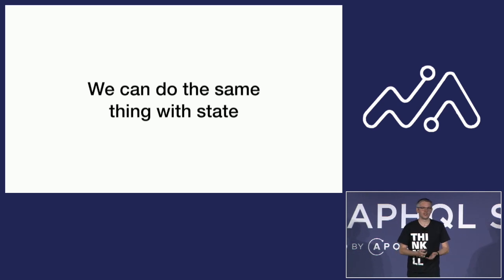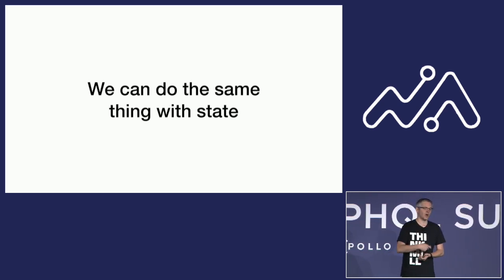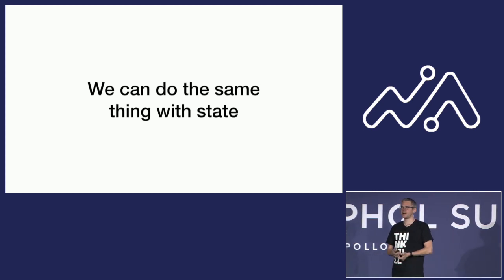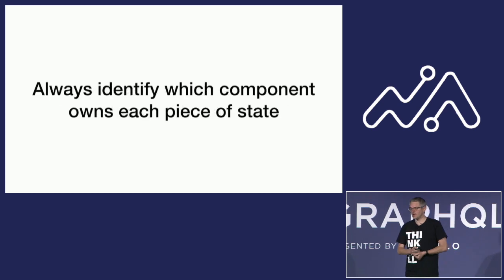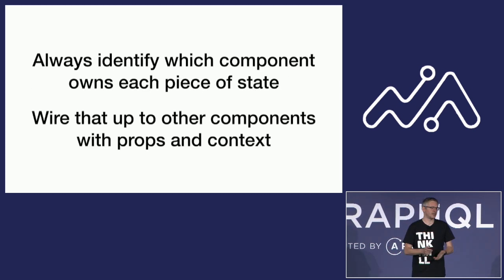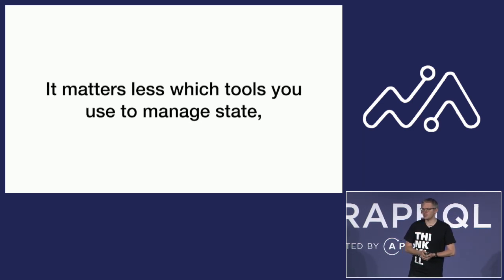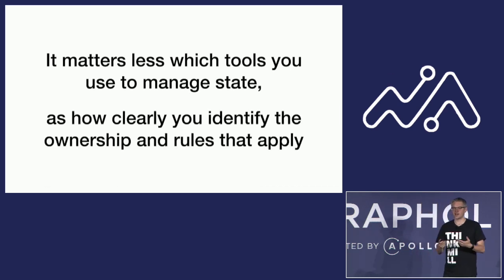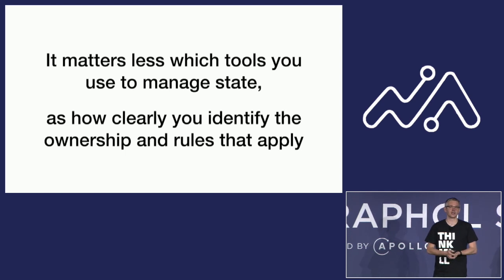So we all love Apollo. The ergonomics of it are great. But it's not just about picking up new tools. It's about thinking about why they're better. That gives us a deep appreciation of how to use them well. And my tip for you is always identify which component owns which piece of state, and then just wire that up to other components with props and context. It matters less which tools you use to manage state so much as how you clearly identify the ownership of that state and the rules that apply.